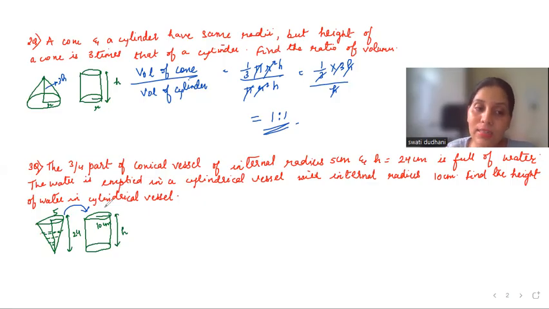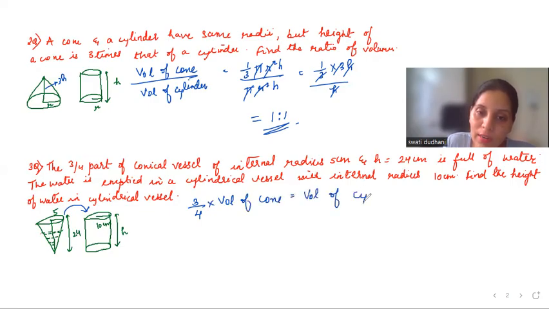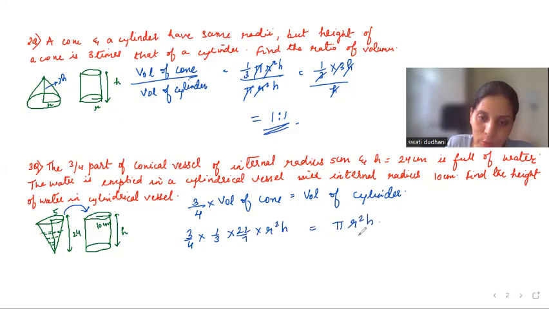Okay. So basically, the water that you have in the cone, the 3/4 water, that water needs to be transferred to the cylinder. So basically, volume of cone and volume of cylinder is equal, but 3/4 of it. So 3/4 into volume of cone is equal to volume of cylinder, because 3/4 water is to be transferred. So 3/4 into volume of cone, 1/3 pi r square h, is equal to pi r square h.